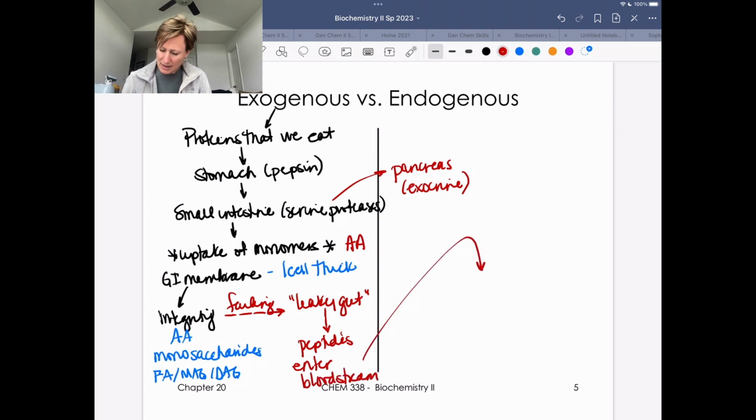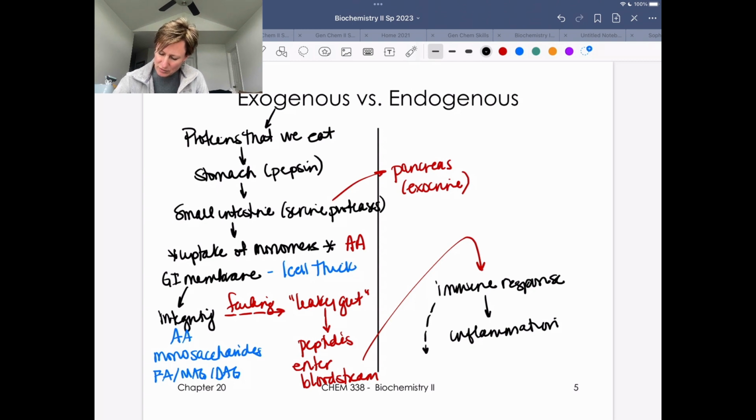And when you have those peptides enter the bloodstream, that's where you basically can have an immune response. And again, that immune response can lead to inflammation. And related to that immune response, we've talked about this concept of molecular mimicry.